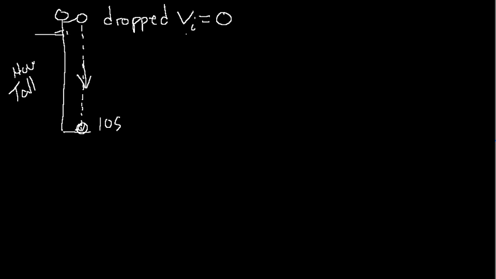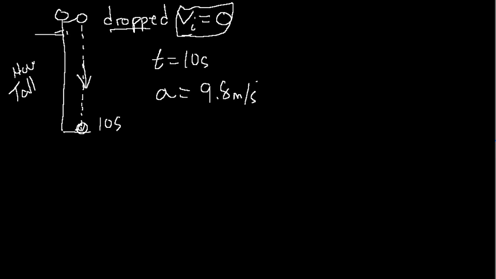So I already know one piece. By the word dropped, I know that the initial velocity has to be 0. I've got time. And I have the acceleration too, because it's falling under the free influence of gravity. And whenever that happens, the acceleration is 9.8 meters per second squared, downward or negative. Okay? Because downward is going to be considered negative.